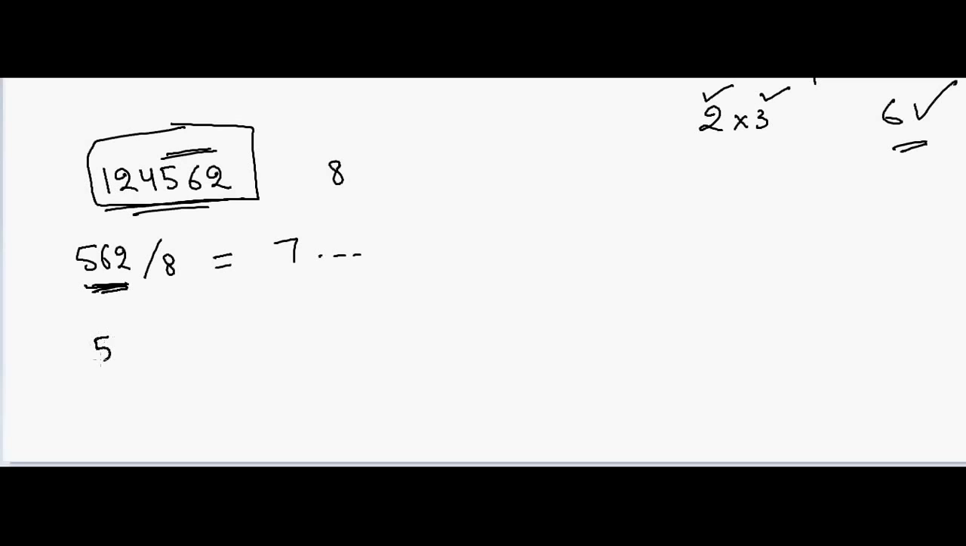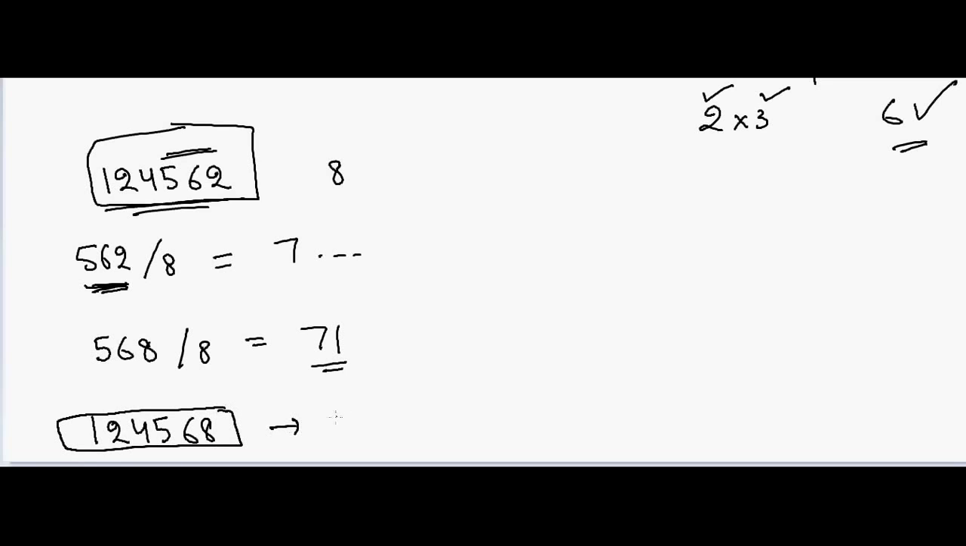So if I have 568, that can be divided by 8, so we'll get 71. So therefore if I change this number to 124568, then this number would be divisible by 8. So then in that case it will work.